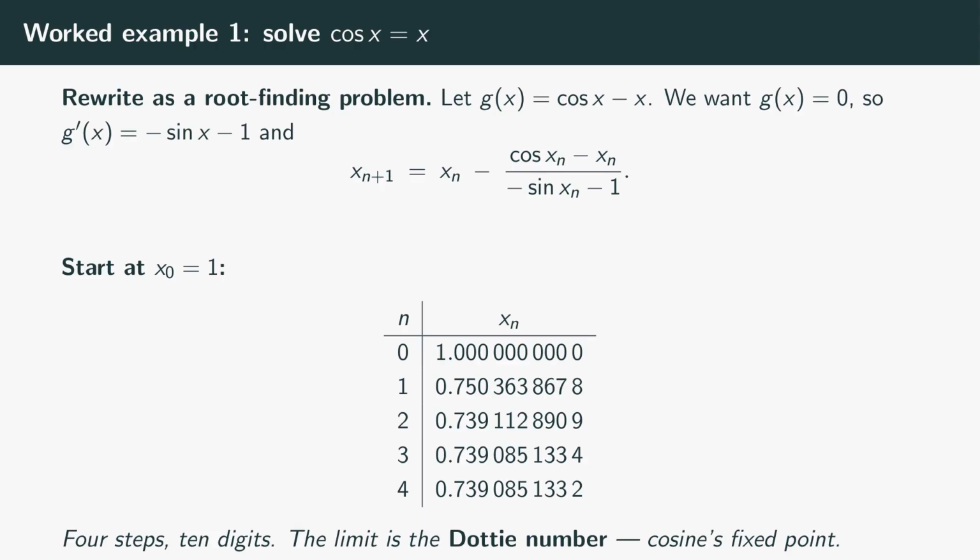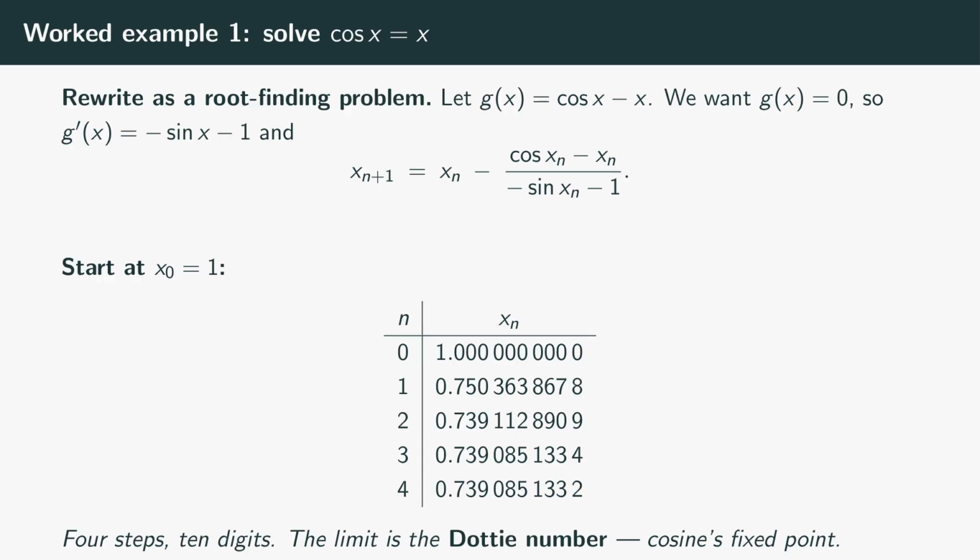First worked example. Solve cosine of x equals x. This is the classic transcendental fixed point equation, and it cannot be solved in closed form. Step 1. Rewrite as a root finding problem. Let g of x equal cosine of x minus x. We want g of x equals 0. Step 2. Compute g prime. The derivative of cosine is minus sine. The derivative of x is 1. So g prime of x equals minus sine of x minus 1.